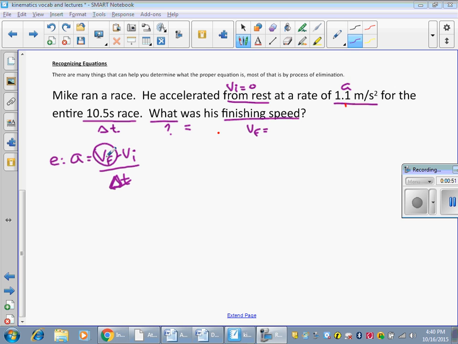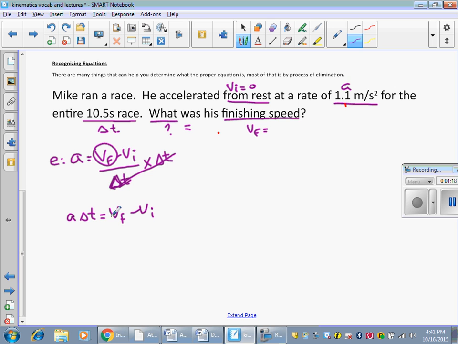I'm looking for that. So I have to get rid of this divide by t. The opposite of divide by t is multiply by my change in time, right? Whatever I do to one side, I have to do to the other, so I'm going to multiply by change in t over here too, and I rewrite my equation. Change in t equals v final minus v initial. It's a minus v initial, okay?